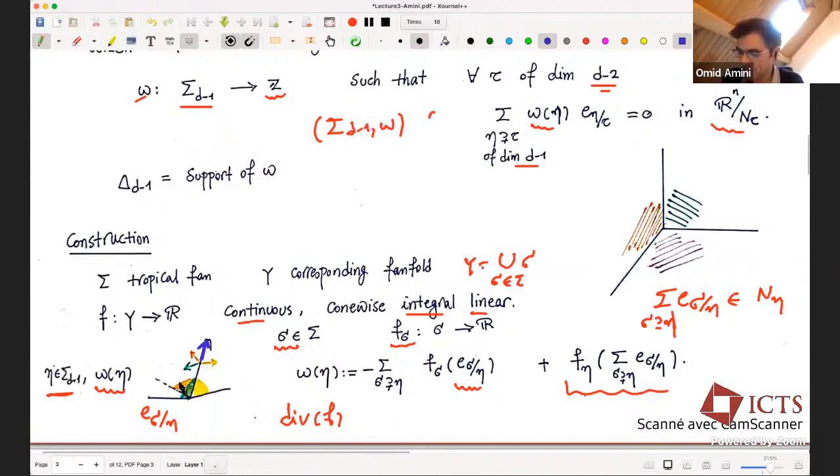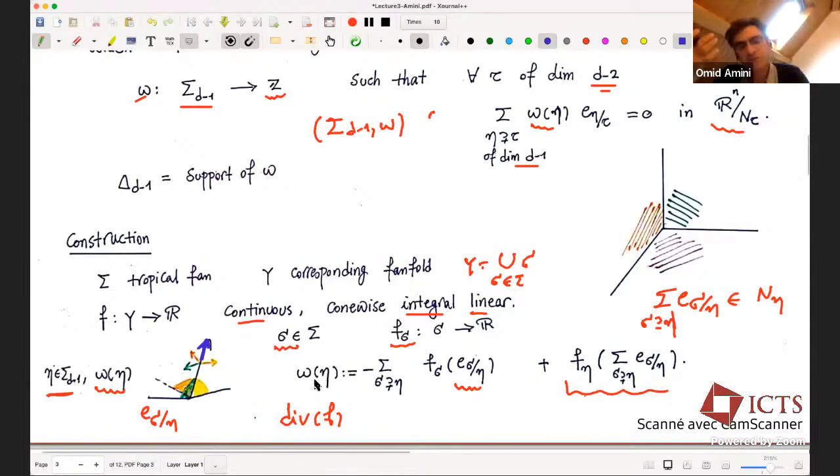So I take the sum of these values with minus sign, and I correct this by adding the value of the function I have on eta itself, on the vector space generated by eta itself, that I evaluate at this vector, which is the sum of the three vectors that appear here. And I call this the weight of this cone eta.